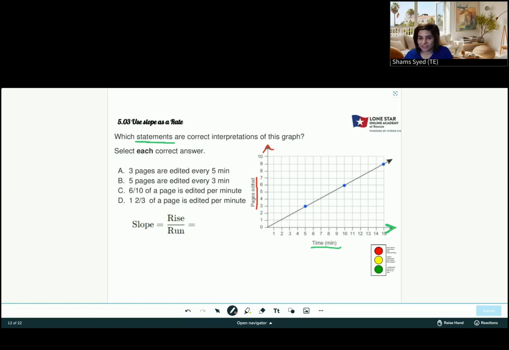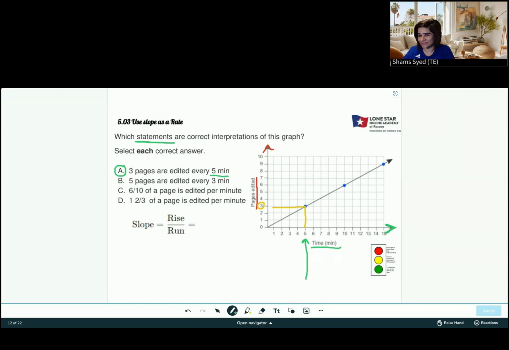Reader, absolutely. So 3 pages are read every 5 minutes. Notice the time is 5. Let's see if that is true. Go to 5, time is 5. Do you see that 3 pages are being read? When time is 5, are 3 pages being read? True or false? Time is 5. How many pages are being read? 3 pages are. Can I say it is a true statement? I can say it is a true statement.